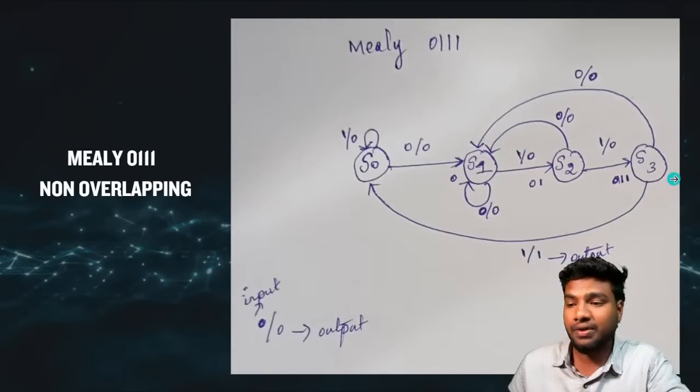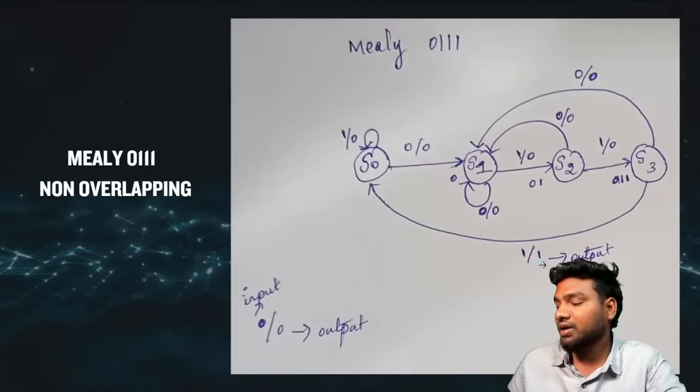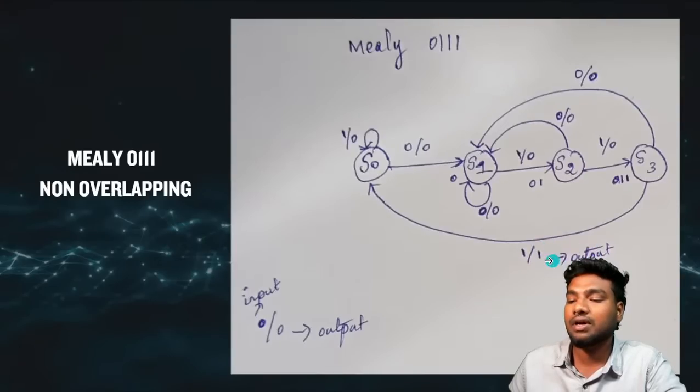If the input is 1, we already have 0 1 1 in the S3 state, so I got my sequence, 0 1 1 1. After I got the sequence, the denominator will change to 1 here. It means the output says I got my sequence. I successfully found the sequence from my input sequence, so I detected the sequence correctly.